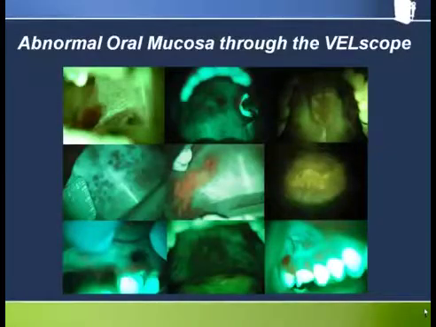In this presentation, we're going to take a look at some examples of abnormal oral mucosa through the VELscope. We'll use what we've learned from the earlier modules and try to make sense of not only what we see with fluorescence visualization through the VELscope, but also how it relates to what we observe under white light.